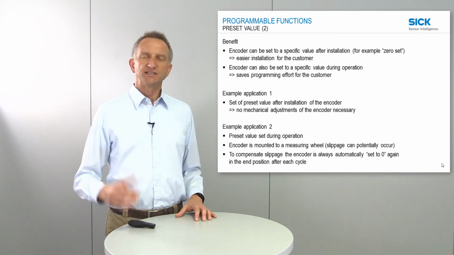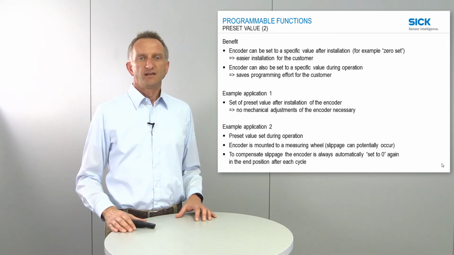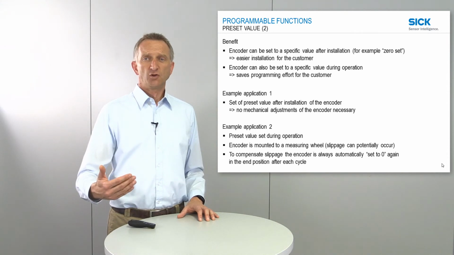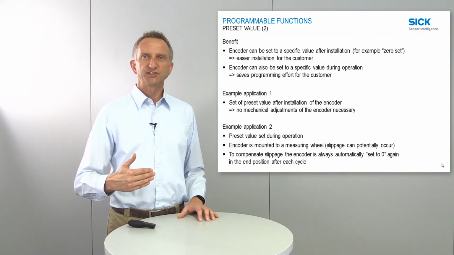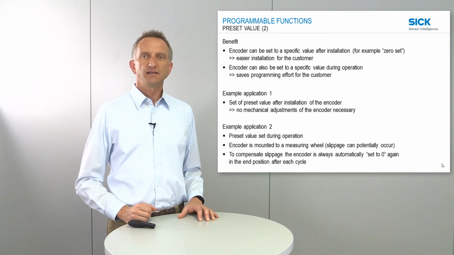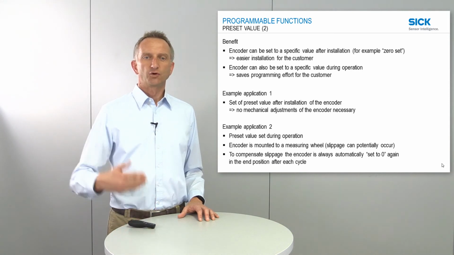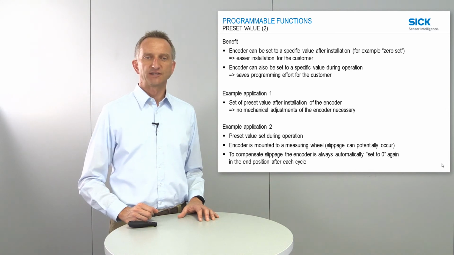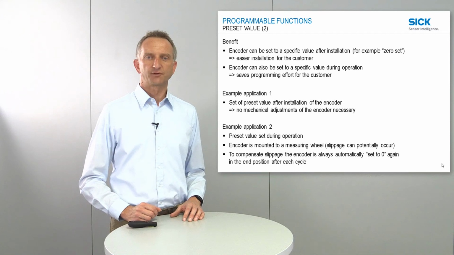And the application is running in several cycles. And in each cycle, there's the potential that slippage can occur. So what you can do is that after each cycle in the end position, you can automatically activate the preset function via the input on the encoder in order to set your encoder to the direct and desired starting position, and this way eliminate the slippage after each cycle.